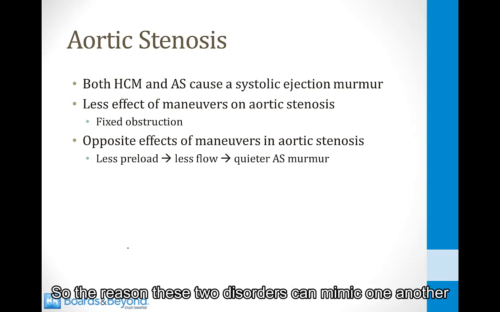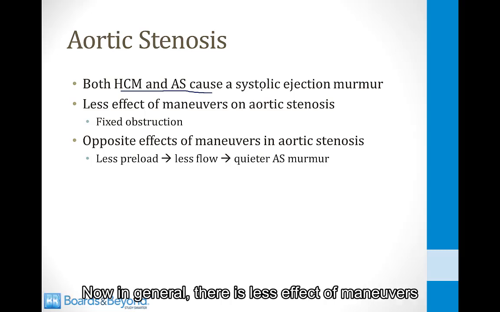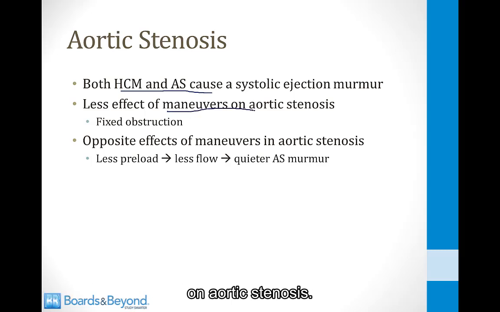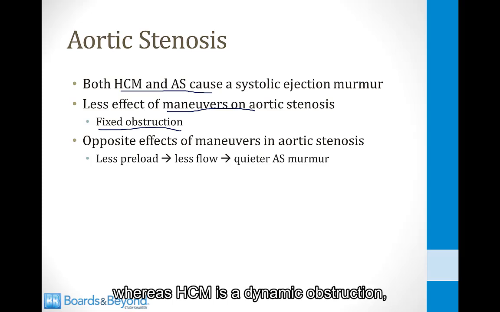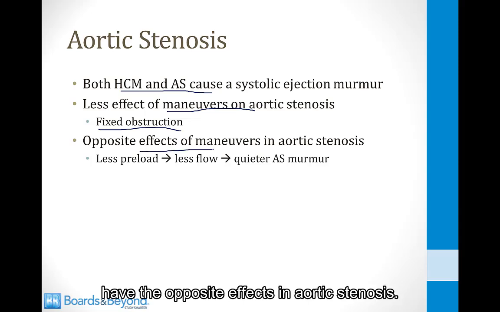So the reason these two disorders can mimic one another is because both HCM and AS cause a systolic ejection murmur. Now, in general, there is less effect of maneuvers on aortic stenosis. Aortic stenosis is a fixed obstruction, whereas HCM is a dynamic obstruction, meaning that as the ventricle contracts, the obstruction gets worse because the myocardium thickens and causes more obstruction to blood flow. In addition, the maneuvers I described on the last few slides have the opposite effects in aortic stenosis.